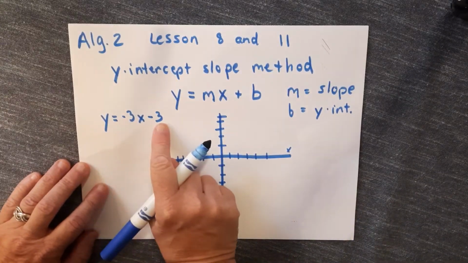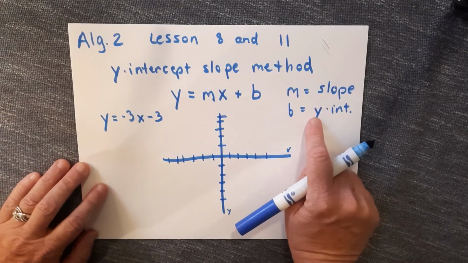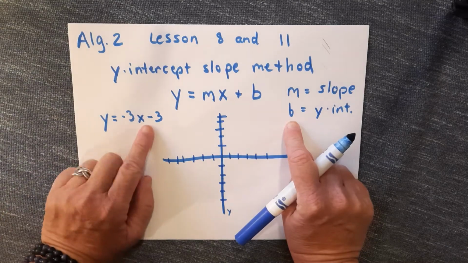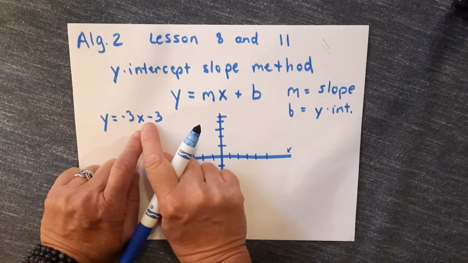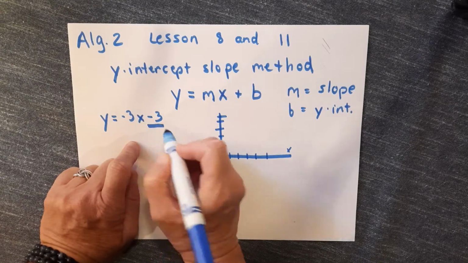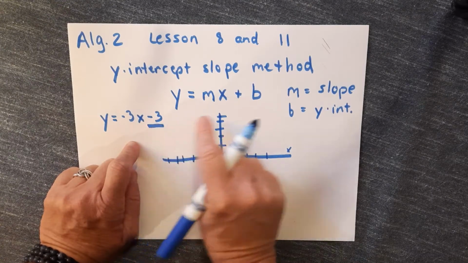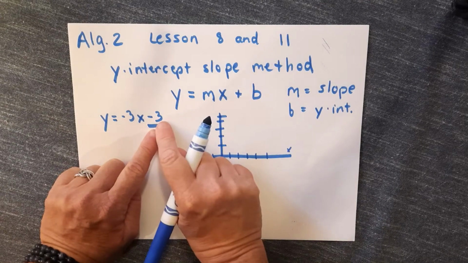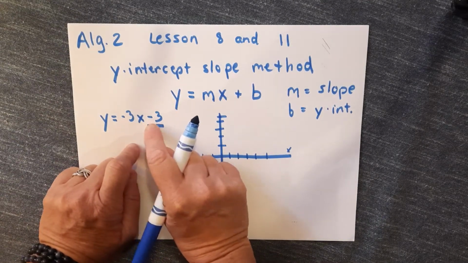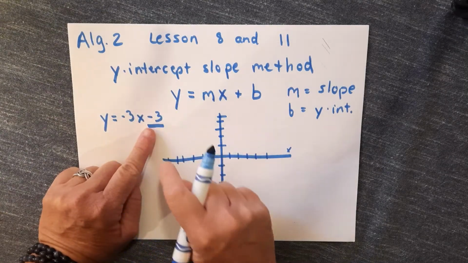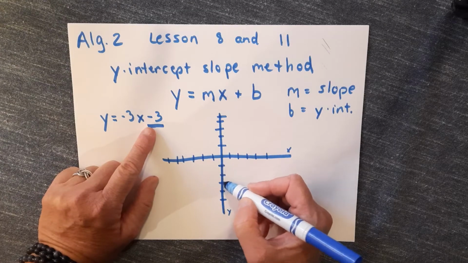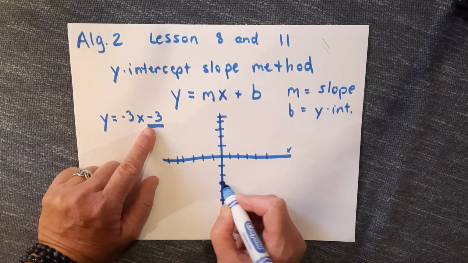Okay, let's look at this equation. We first want to figure out where the line is going to cross our y-axis, and that's what b is. In this equation, b is negative 3. It's always the last number in the equation, and you always have to look at the sign right before it. So this line will cross the y-axis at negative 3. 1, 2, 3. So we put a dot right there.